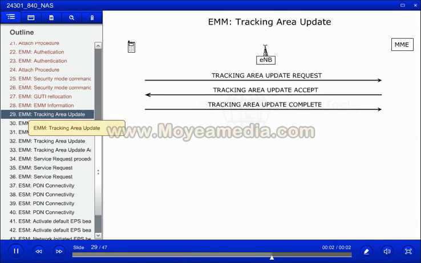There are several types of tracking area updates. Here two types are mentioned. With the normal tracking area update procedure, the UE will update the MME with its new position due to a change of tracking area. Using the periodic tracking area update, the UE will periodically indicate that it is still available in the network.